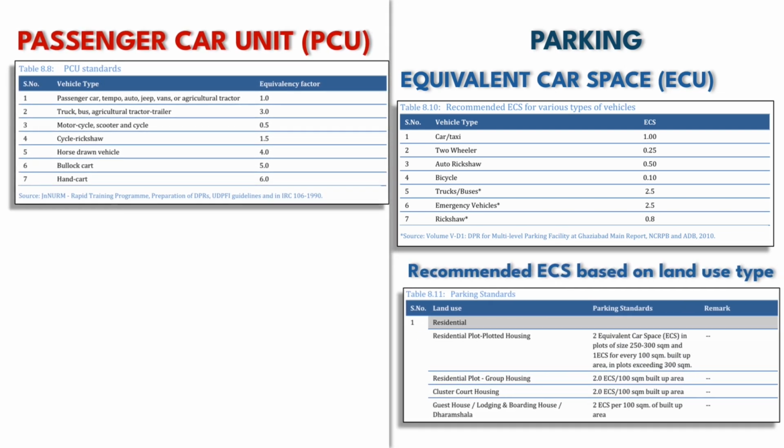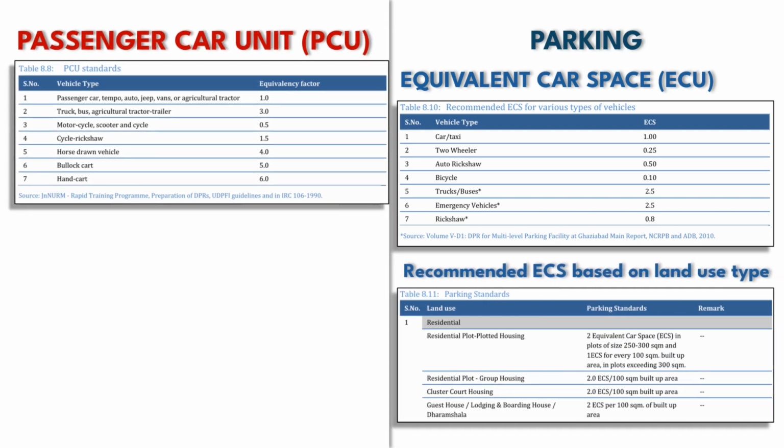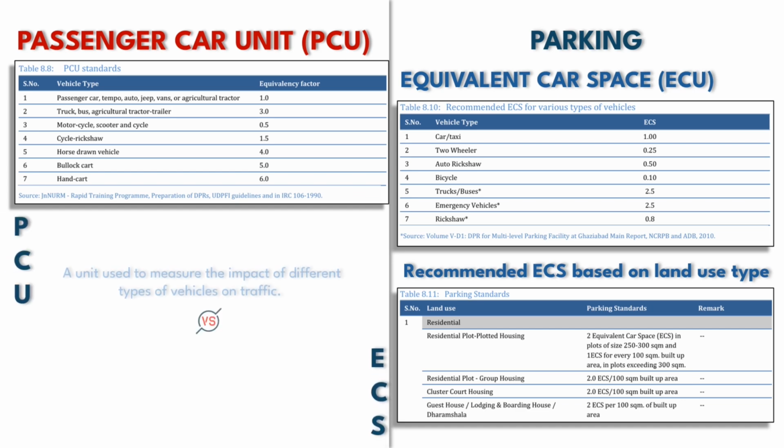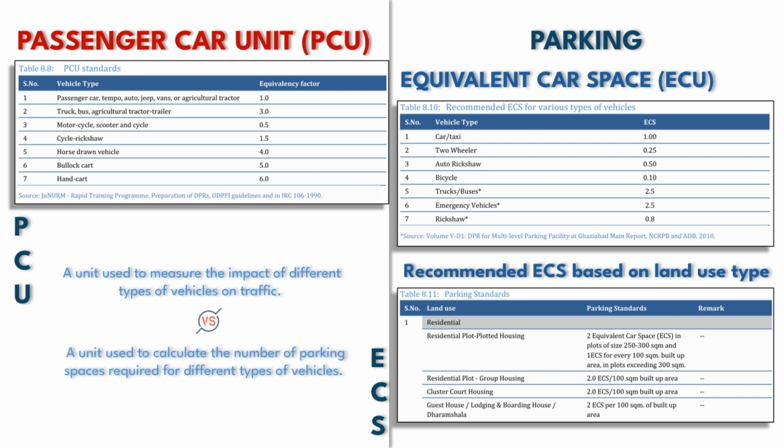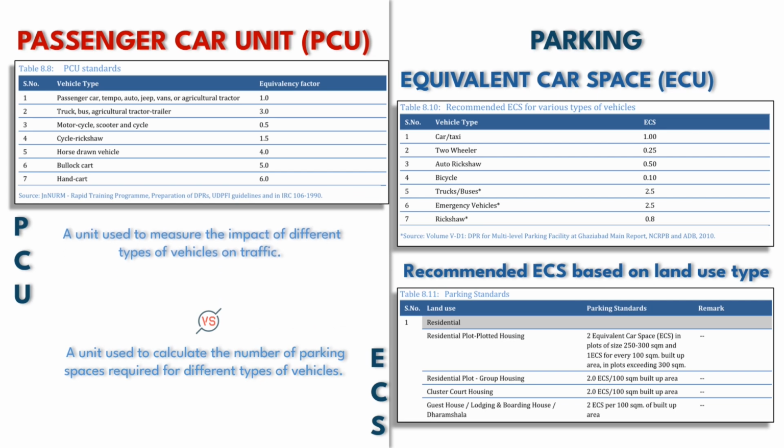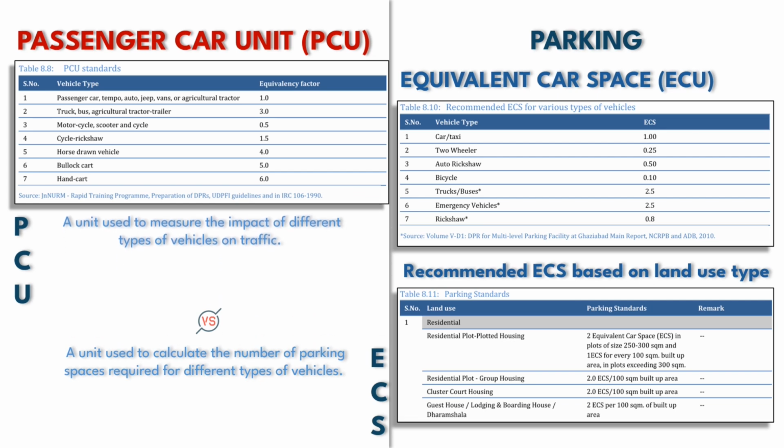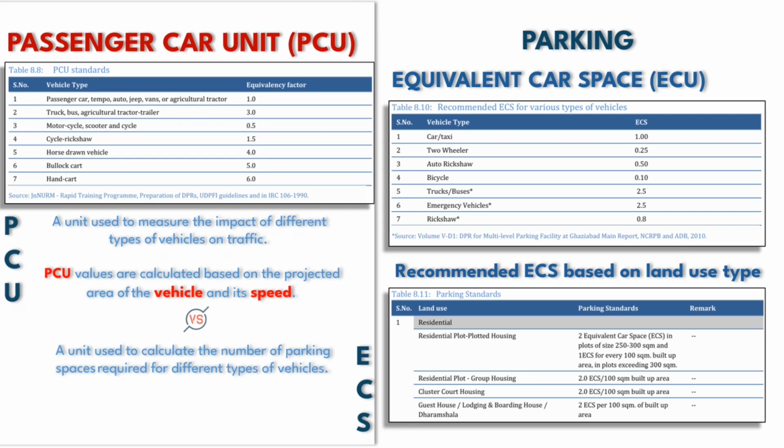URDPFI also provides parking standards based on the land use, which you can refer from the table given in the bottom right corner. Now let's see the difference between PCU and ECS. So PCU is a unit used to measure the impact of different types of vehicles on traffic, whereas ECS is a unit used to measure parking spaces for different types of vehicles. PCU values depend on the area of the vehicle and its speed. And thus from PCU we can calculate the traffic flow and the road capacity.